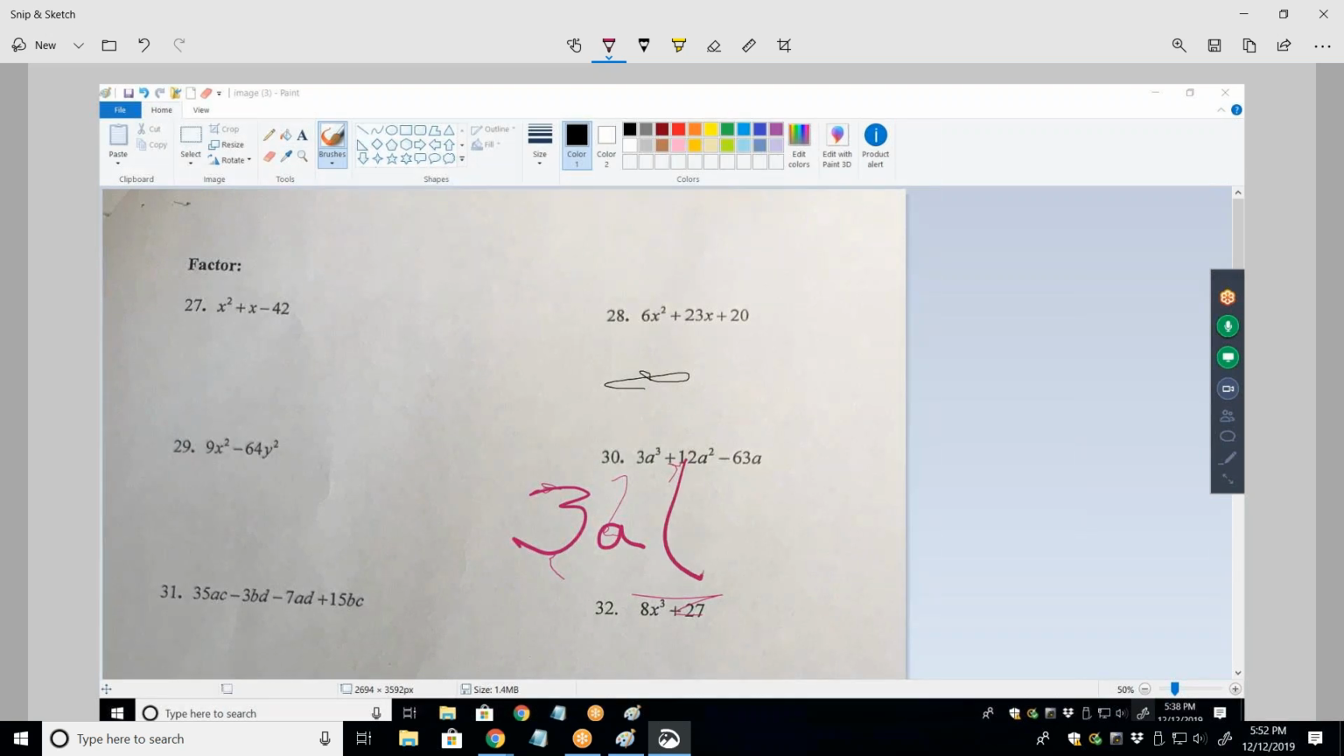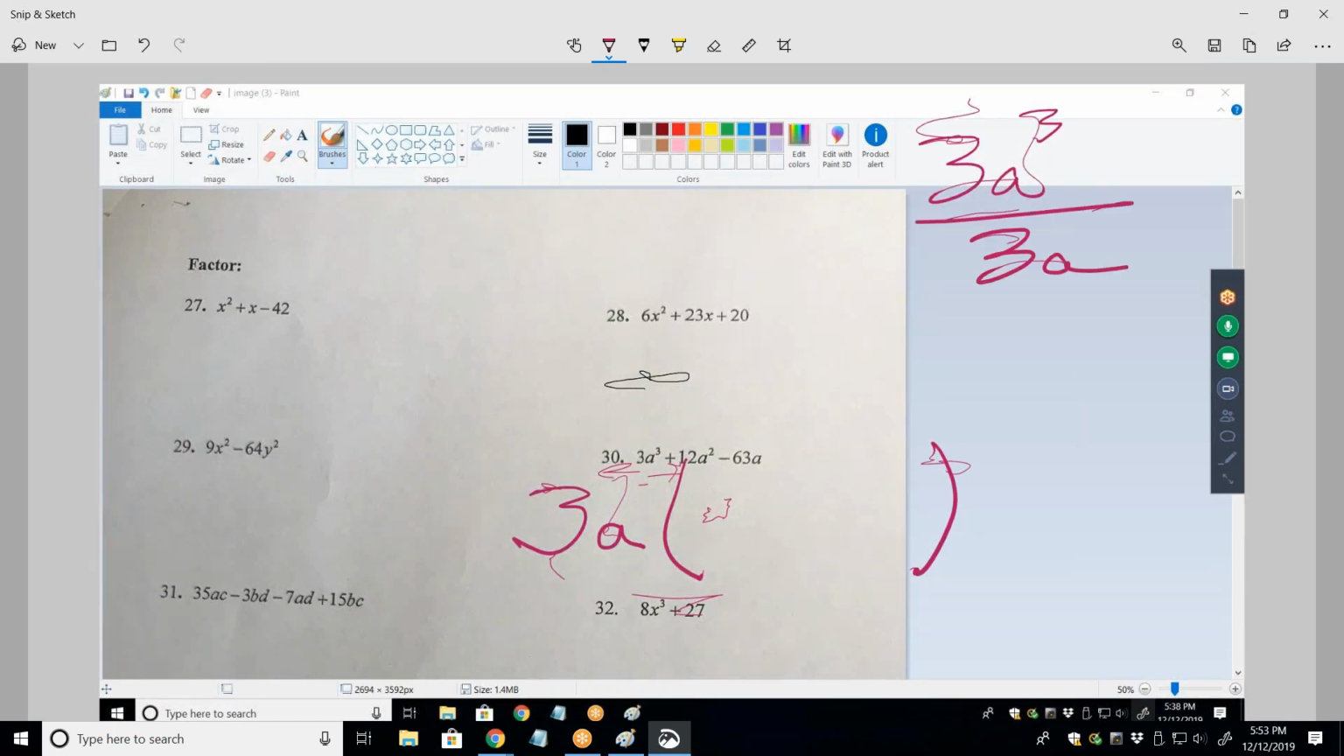What are you left with? 12a squared minus... hold on, 63. What you're left with is take each term and divide it by 3a. That's what it means to factor out a 3a. To take a greatest common factor out, you're going to just divide all three terms by 3a. So what is 3a cubed divided by 3a?